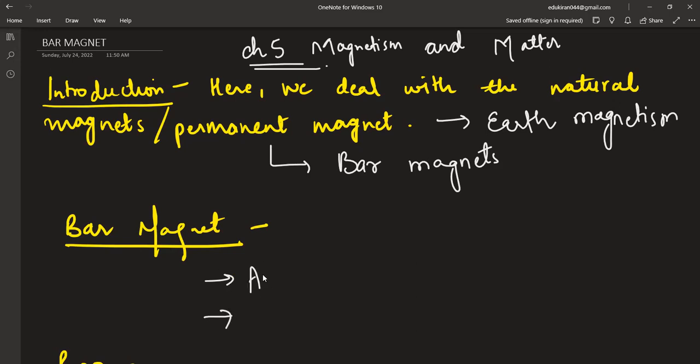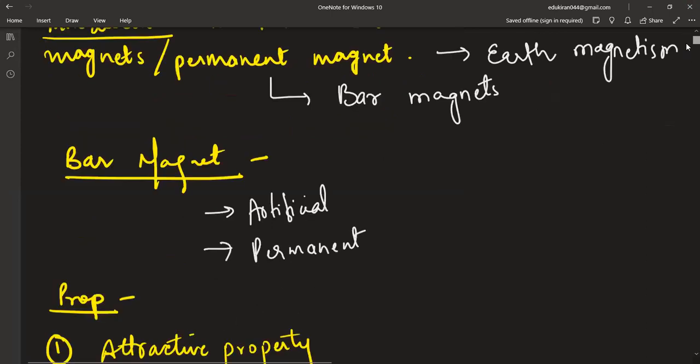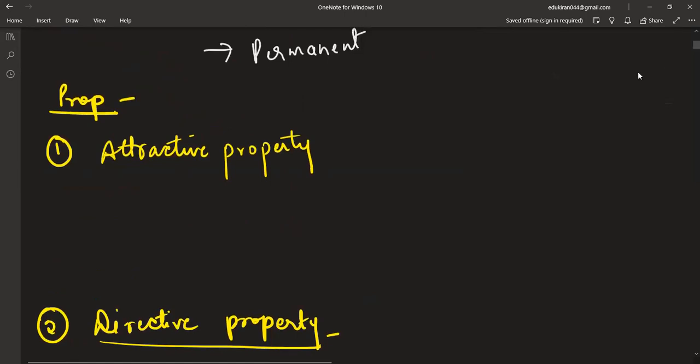First point is that they are artificial. They are not natural magnets. They are created by humans. Secondly, they are permanent. Once created, they last. That's it. These are sufficient points. All these points are extracted from your books.